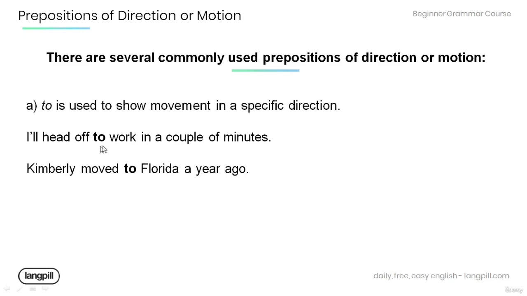I'll head off to work in a couple of minutes. In this sentence, the preposition of direction, to, tells us exactly where I'm headed. And in this sentence, Kimberly moved to Florida a year ago. Again, the preposition to in this sentence shows Kimberly's movement to Florida, which is a specific direction.